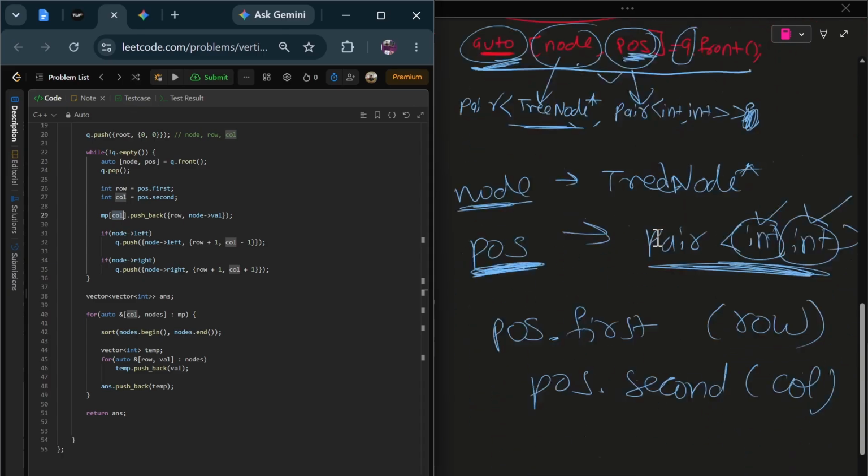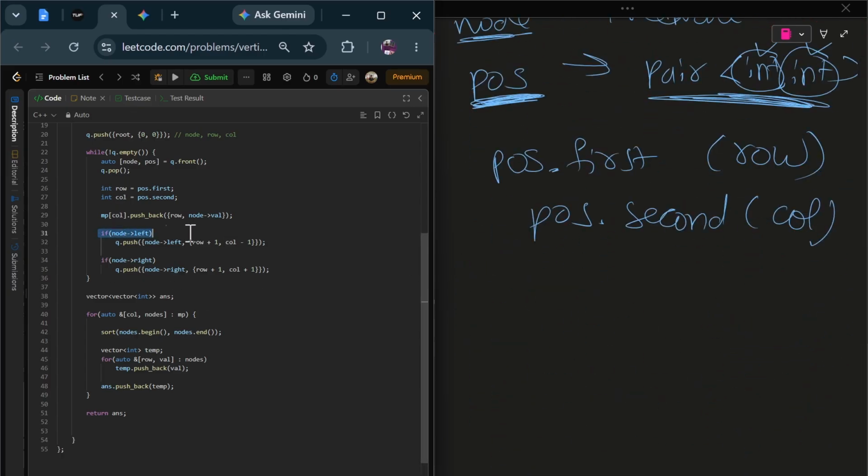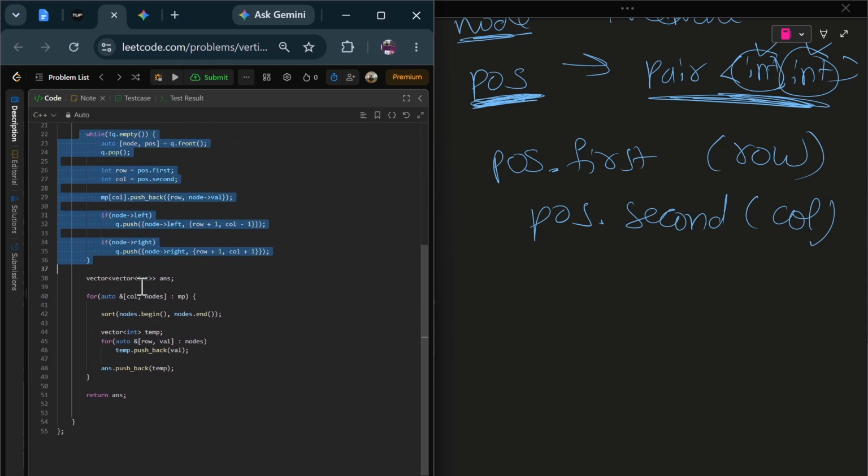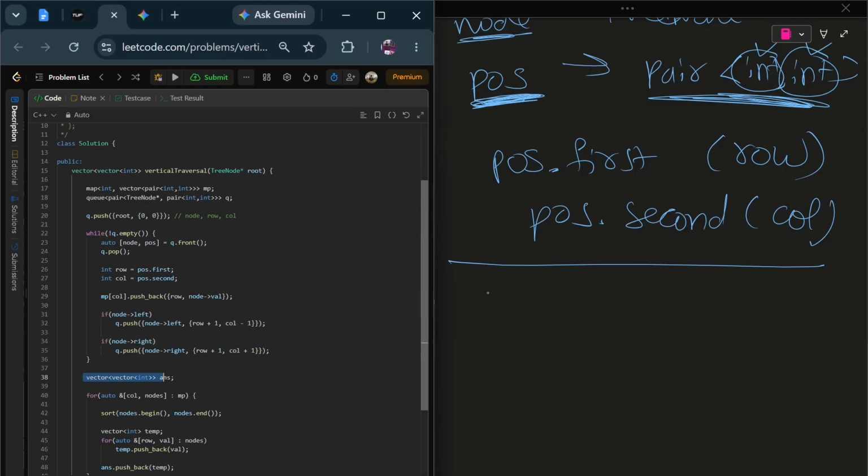After that, if you are moving to the left node, you can simply increase the row and decrease the column. If you are moving to the right, you can simply increase the row and increase the column. And up to here you understood how to populate the queue. After populating the queue, you can take the answer, which is of type vector of vector. We need to return the answer as vector of vector.